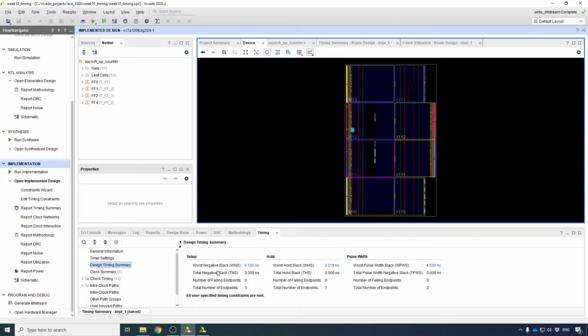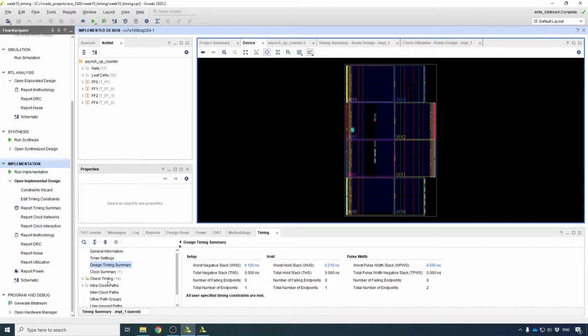Let me explain these numbers. These numbers tell you the worst negative slack. It looks at all the paths within your circuit and gives you the worst one of them. So this one is telling you the path that you have gives you 9.1 slack. As for the total negative slack, if you have something in the red, it actually adds them up and sums this number. So you're looking for a 0 for the total negative slack. The same goes with the hold slack. The total should be 0, and this should be a positive number.